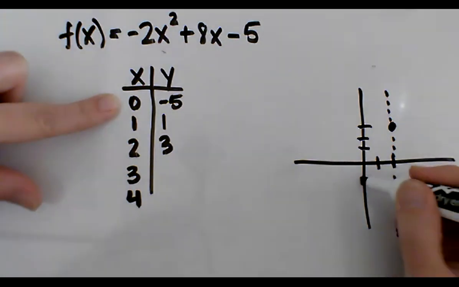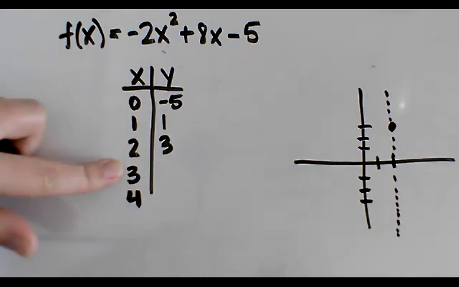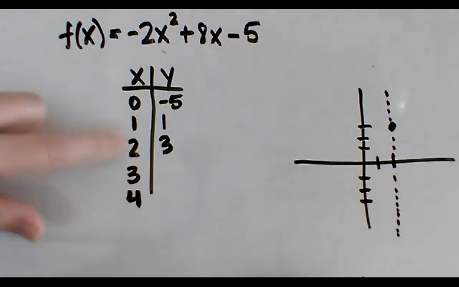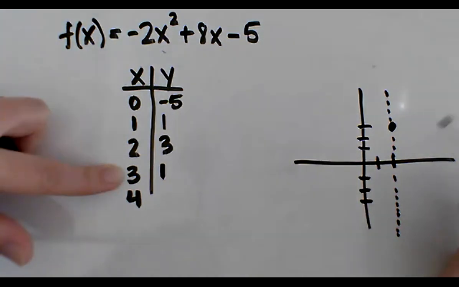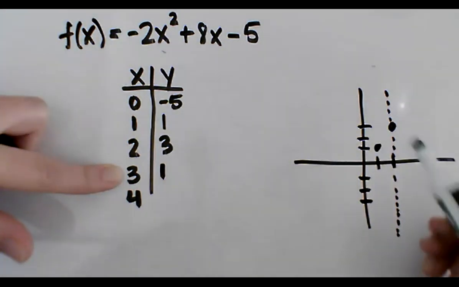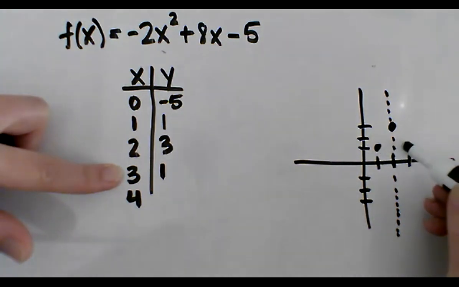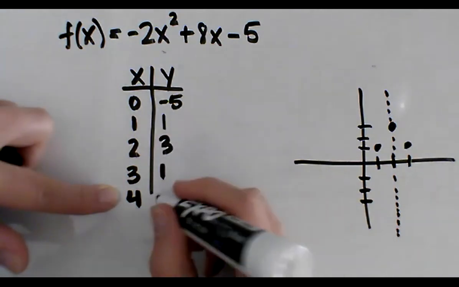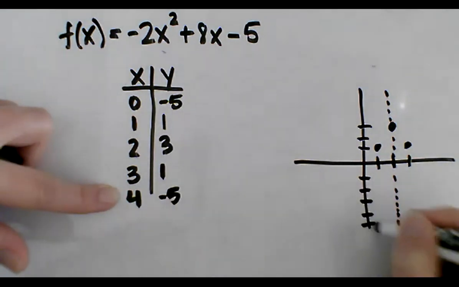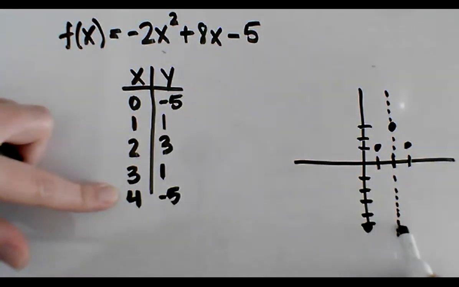Now, without doing any work, I should be able to tell where these values are going to be. If I know that 1 is at 1, then 3 should also be at 1 because this should be symmetrical. If I flip this point over my axis of symmetry, I'm 1 space to the left, so I flip it over, and I'm now 1 space to the right. If 0 was at -5, 4 should also be at -5 because 2 spaces to the left flips over and becomes 2 spaces to the right. Remember, we use that symmetry to make our lives a little bit easier.